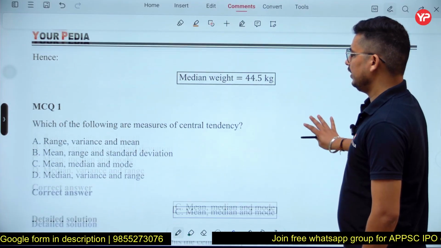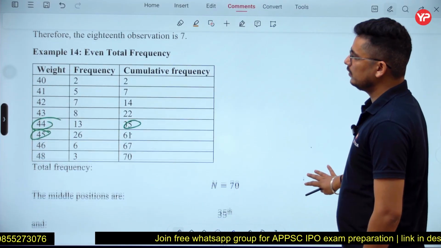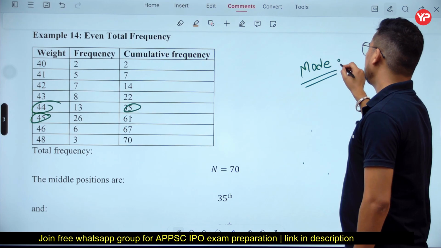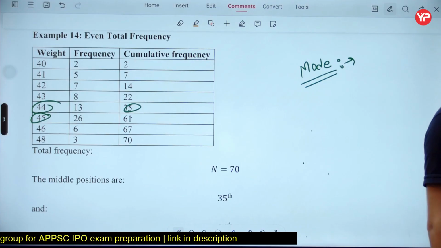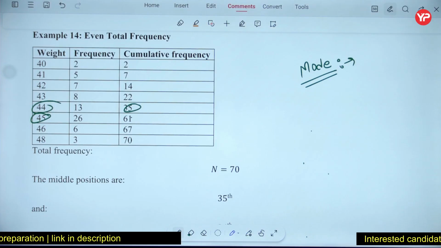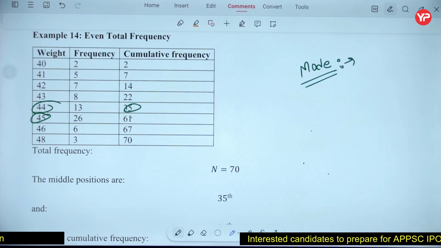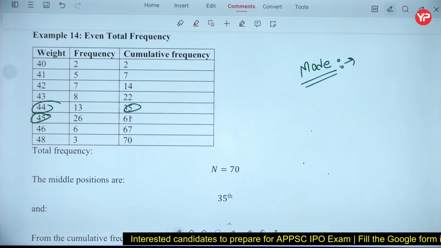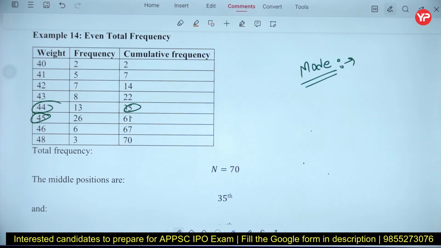Now another thing, that is mode. Listen carefully. When you read about mode, mode is the value which occurs most frequently inside the given data. Let us take a given data and find the mode of it. So mode is nothing but the most frequently repeating data inside the given observations. Let us take an example to understand the mode.